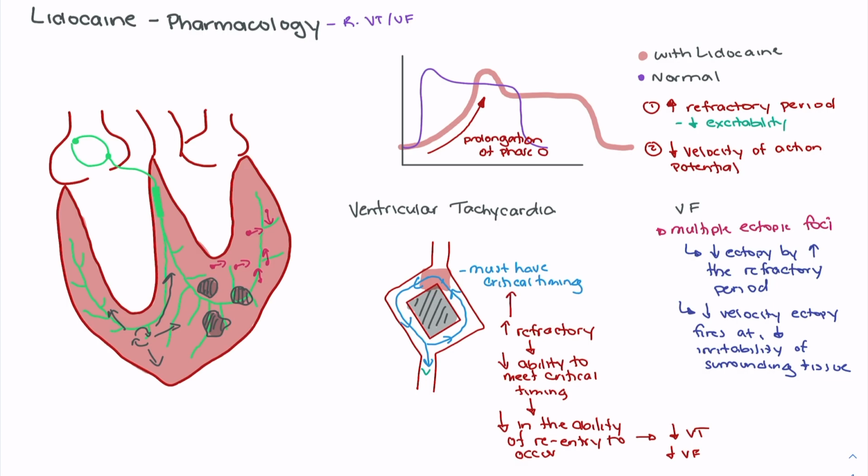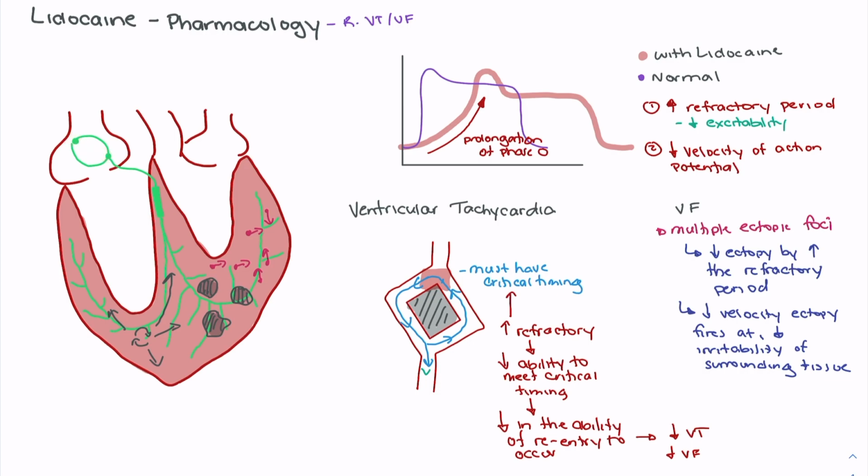The other benefit to lidocaine in someone who's experiencing refractory or recurrent ventricular fibrillation is that they have multiple ectopic foci, which is essentially the result of irritability. If I can increase the refractory period and decrease the velocity at which those ectopic beats are going to fire, then they're going to have less ability to irritate the surrounding tissue and less ability to create that rhythm. So I'm essentially opening up the ability of the upper parts of the heart to take over.